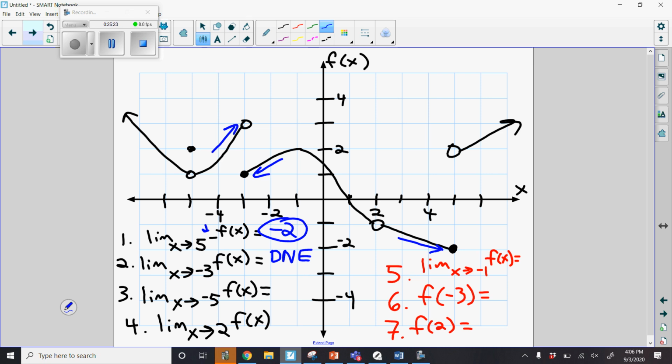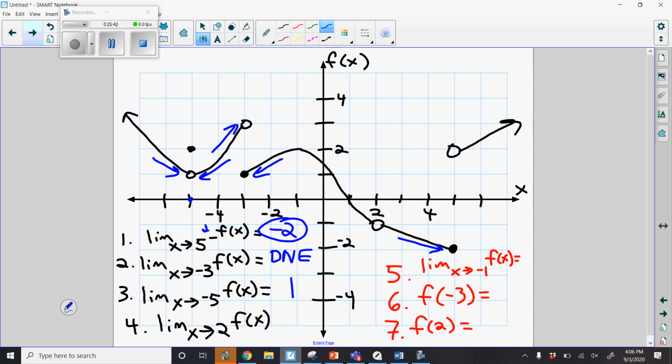How about the limit as x goes to -5? Okay, here's -5 on the x. From the right side, I'm approaching 1. From the left side, I'm approaching 1. Therefore, the limit as x goes to -5 of f of x is 1.